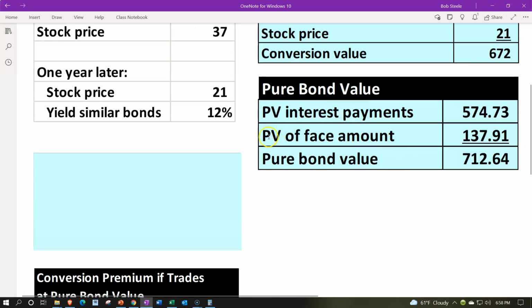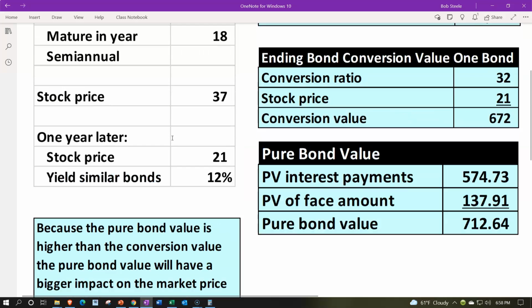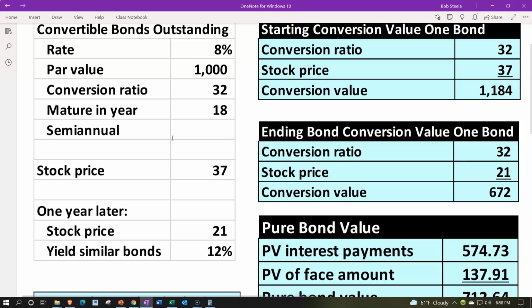convertible bond. So in other words, because the pure bond value is higher than the conversion value, the pure bond value will have a bigger impact on the actual market price of the convertible bond. So in other words, if we're thinking about the value of the convertible bond, we can't really compare it to anything else as easily as we can with basic securities like stocks and bonds, because those are trading on the stock market. We have larger markets. We can get a better idea of similar securities that are being traded.